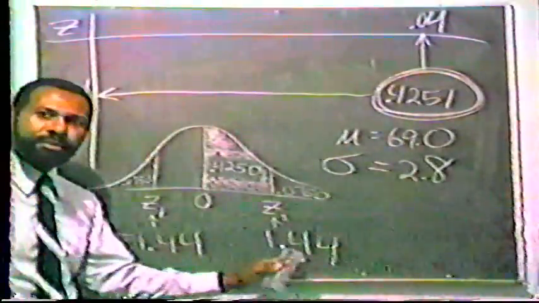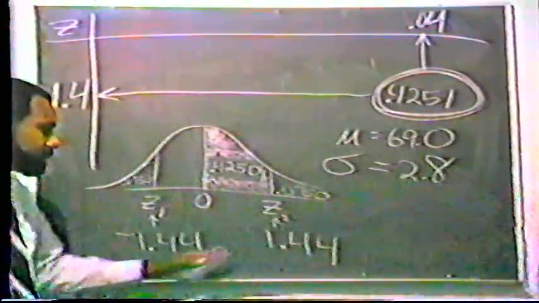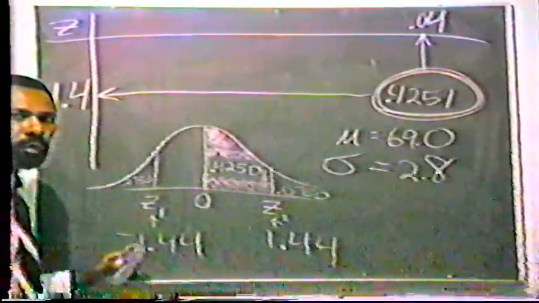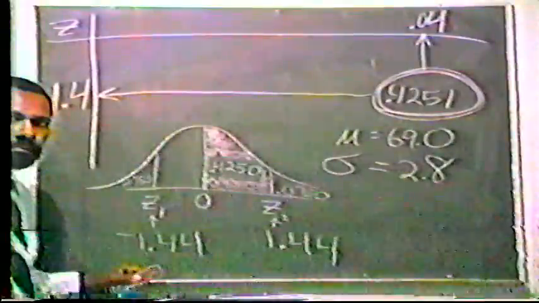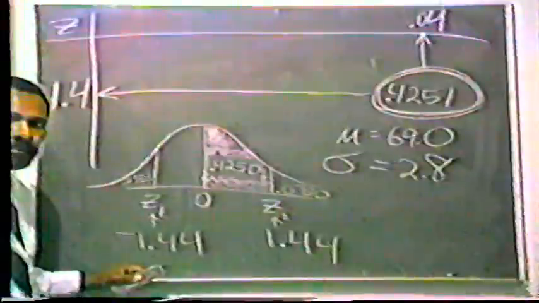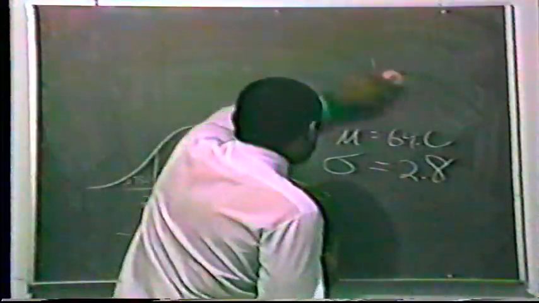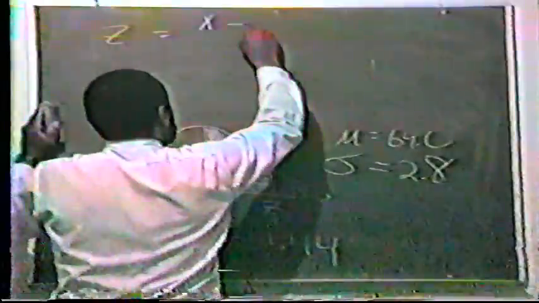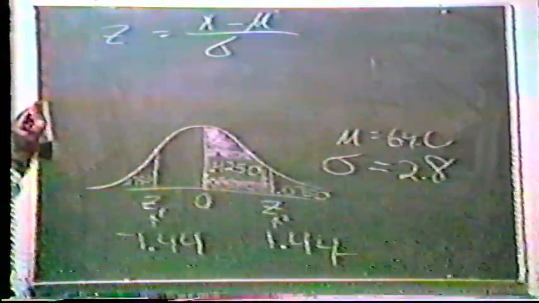There is a raw score that corresponds to each one of those z-scores, and we have to find them. We have to find out what the raw score is that corresponds to a z-score of 1.44 and what the raw score is that corresponds to a z-score of negative 1.44. And to do that, we have to use the z-score formula that we used before. The z-score formula is z equals x minus mu over sigma.